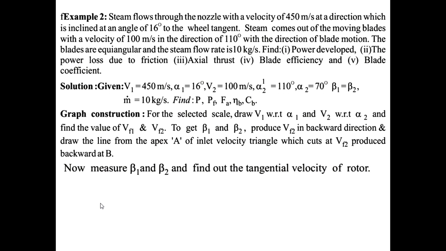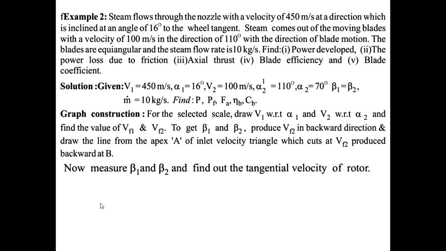See here, the steam is coming out of the moving blade at a velocity of 100 meter per second. It is not coming in the direction of the blade. This should be clear in mind. It is not coming in the direction of the blade or tangent to the blade profile. That's why the steam flow direction is taken as V2. V2 is taken as 100 meter per second.